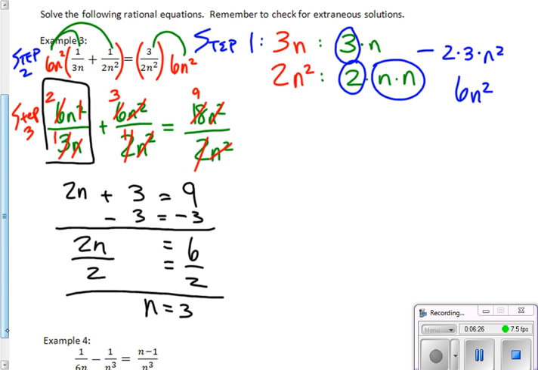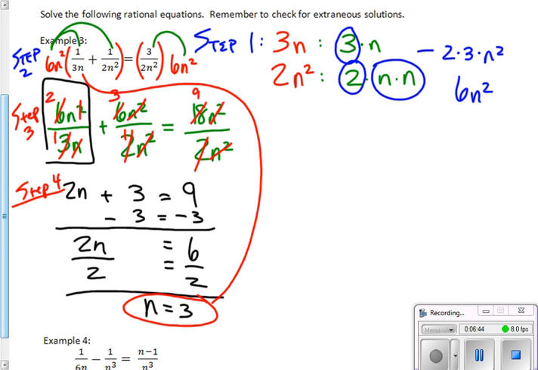So that solving equation piece basically here is step 4. Your last step is to go ahead and check for extraneous solutions. So basically, we found that n equals 3. Well, if I put n into that original problem up here, in for 3n up here, 2n squared, I wouldn't come up with 0. So 3 is not an excluded value or an extraneous solution. So there is no extraneous solution. So your answer here in 3 is n equals 3.